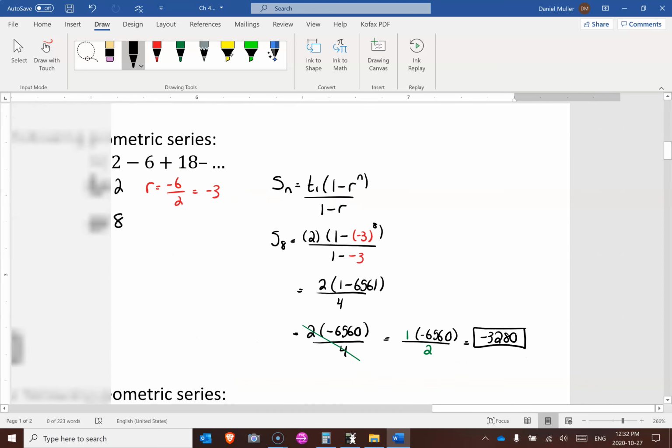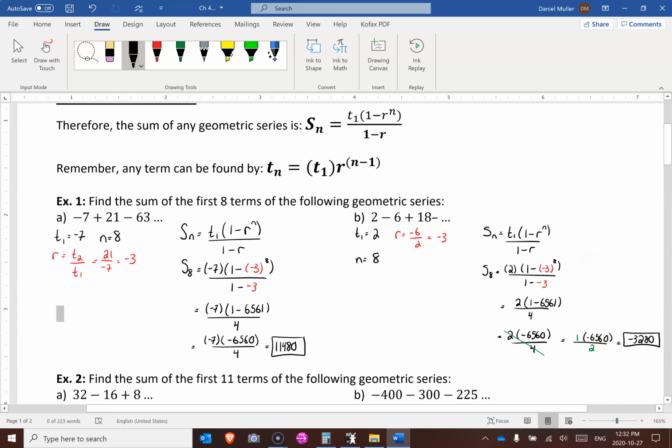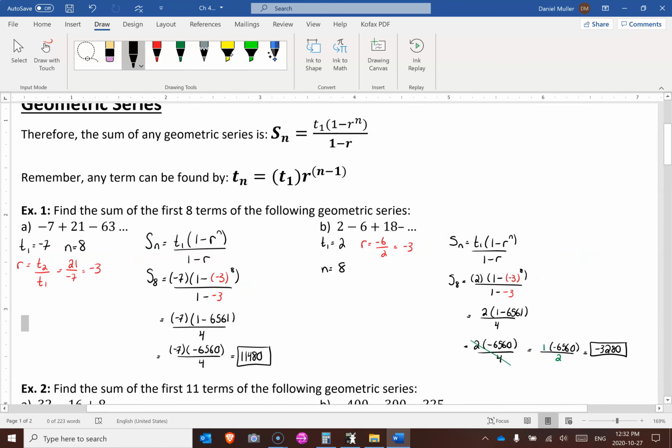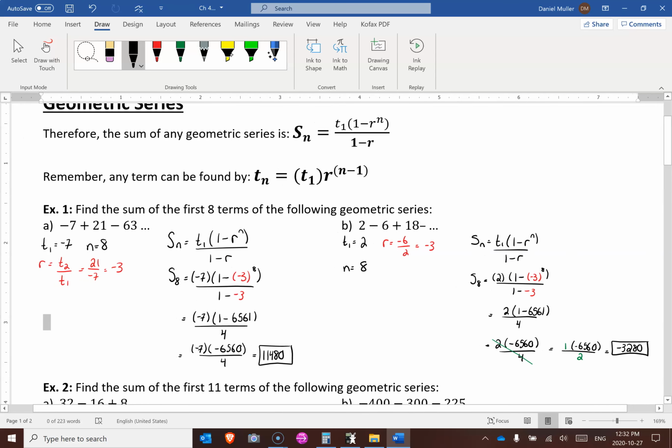Okay, so let me just zoom out here. That is just the beginning part of finding the sums, and that was relatively easy because it told us how to do this, and our r's were pretty small. They were just whole numbers like 3. But in the next video, I will change it up just a little bit and make it slightly more complex.